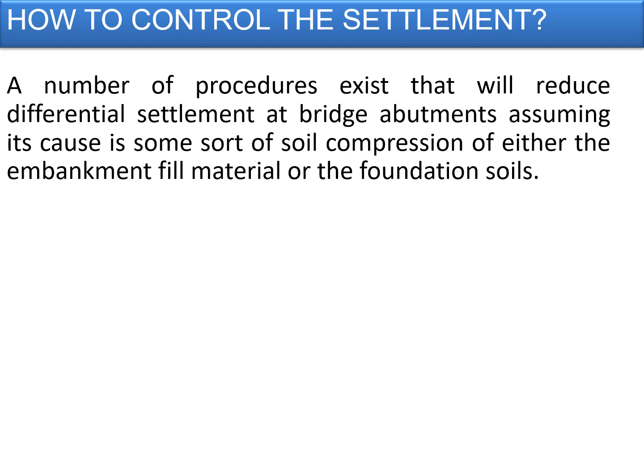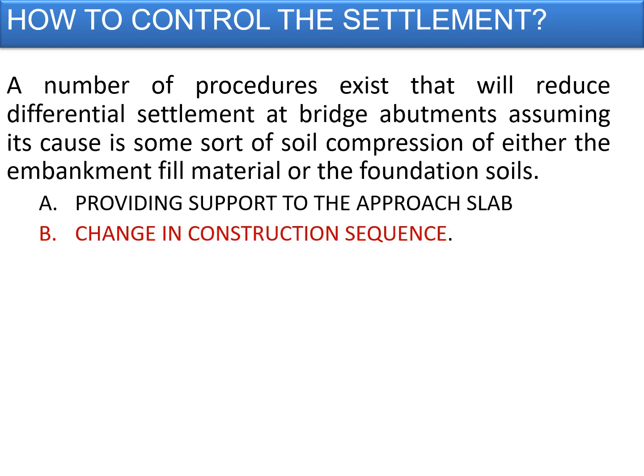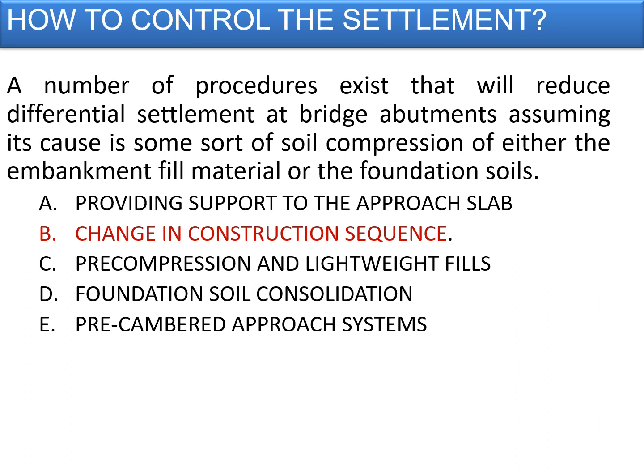So the different methods which can be adopted are: you can provide a support to the approach slab at the free end, you can change the construction sequence, or pre-compression and lightweight fills use will have a better impact on the control of the approach slab settlements. In this module, we will be talking mainly on these three aspects only, though there are other methods like foundation soil consolidation that can be done in order to reduce the approach slab settlements. A pre-cambered approach system is also available, which we will be discussing in the upcoming modules.